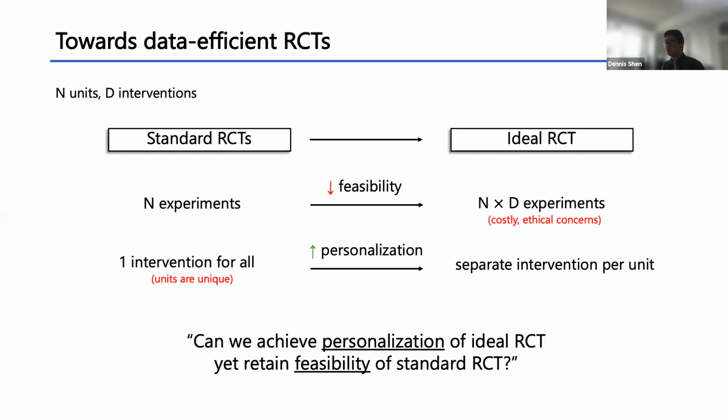So as we transition from the left to the right, personalization increases but at the expense of feasibility. And so this begs the question, can we design a framework that achieves the personalization of an ideal RCT, yet retain the feasibility of standard RCTs?